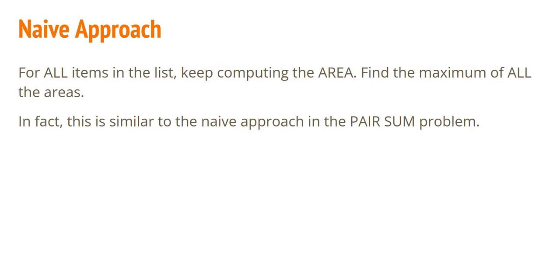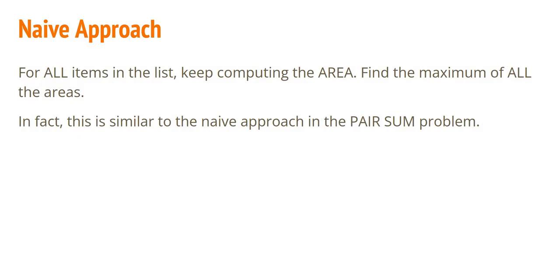The naive approach to solve the carpet area problem is really what we had done in the pair sum problem, in fact. So, I can start looking at the list and I can say that, okay, for every pair of lines, what is the area that I can put in? And amongst all that, I can find the maximum.